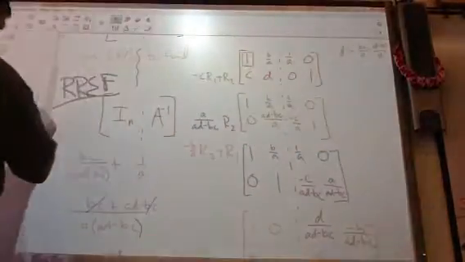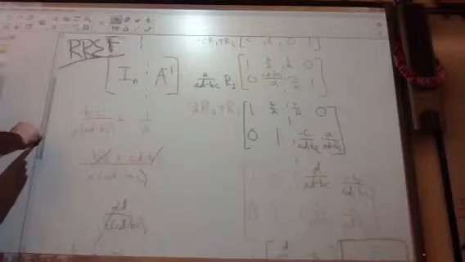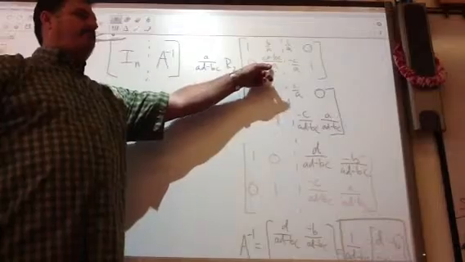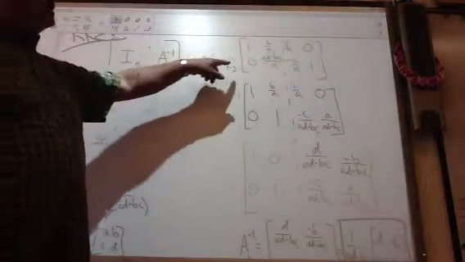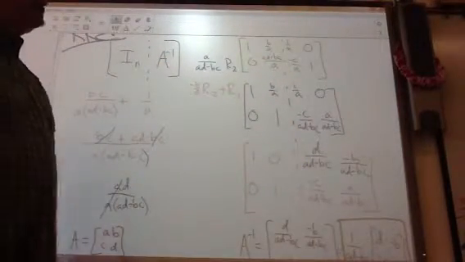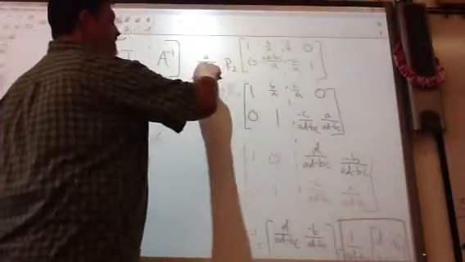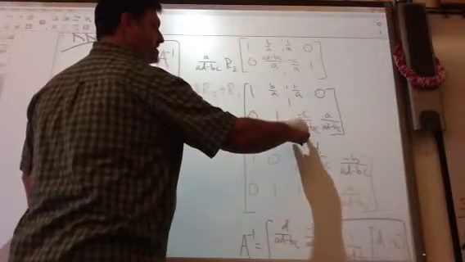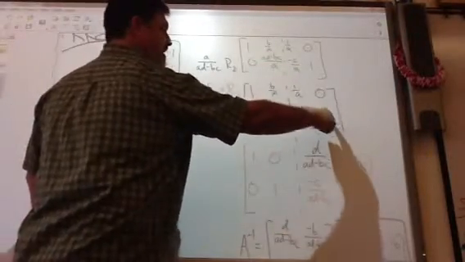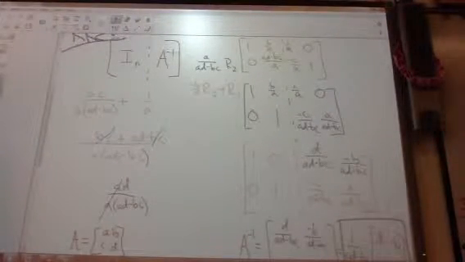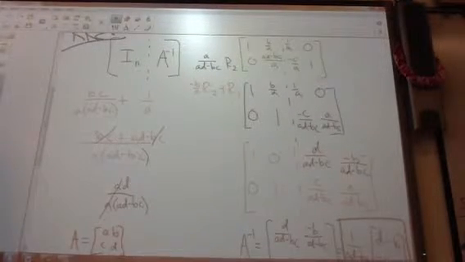What do I need to do now? I need to make this a 1. So I make that a 1 by multiplying that whole row by its reciprocal. We multiply this by A over AD minus BC, and we get 1 here, we get minus C over AD minus BC, and we get A over AD minus BC.